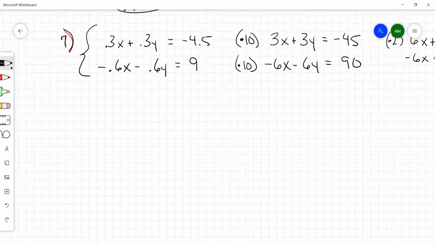So everybody knows how to do both word problems? It's incredible. Yeah, which one? 8?